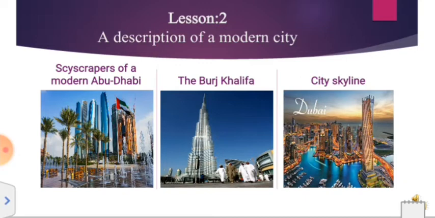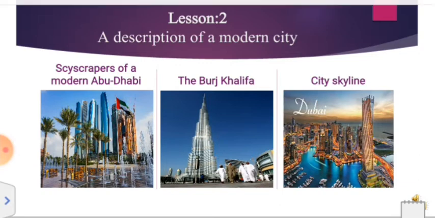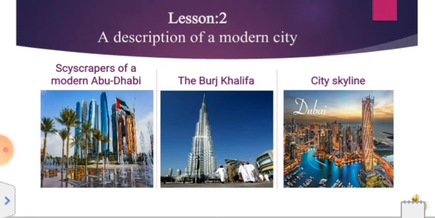Well, children, you look at three pictures. The first one is the skyscrapers of a modern Abu Dhabi. And the next is the Burj Khalifa. And the last one is the city skyline. How do you think? What kind of city is indicated here? And why? Yes, you're right, because today's lesson will be about Dubai.